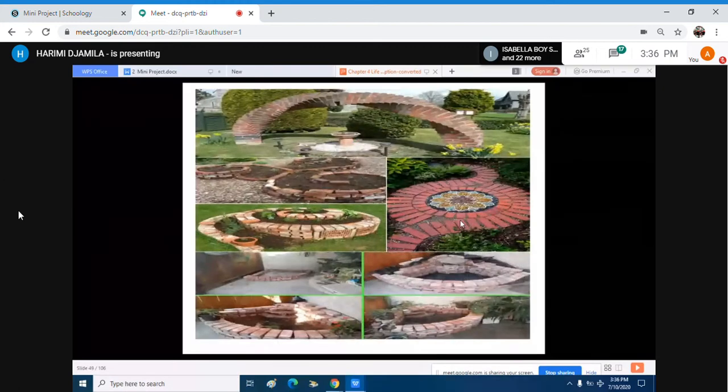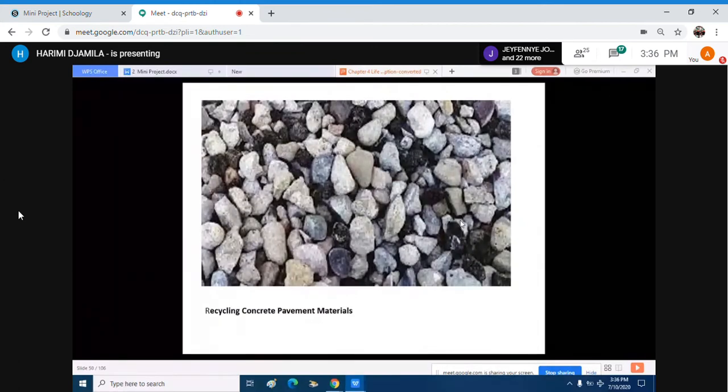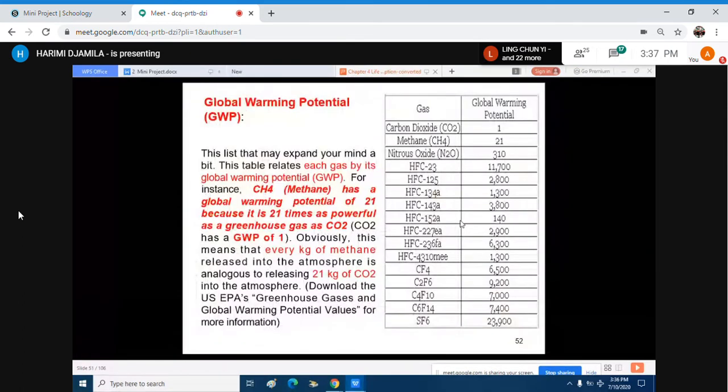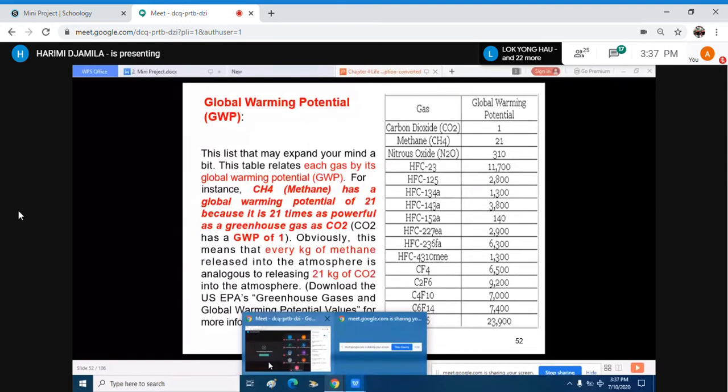This is another illustration for the bricks, a beautiful one in fact. This is one example of recycling contract payment material. I didn't have a nice illustration, but that's the recycling part, which is nice. Okay, so I think we still have only a few slides.